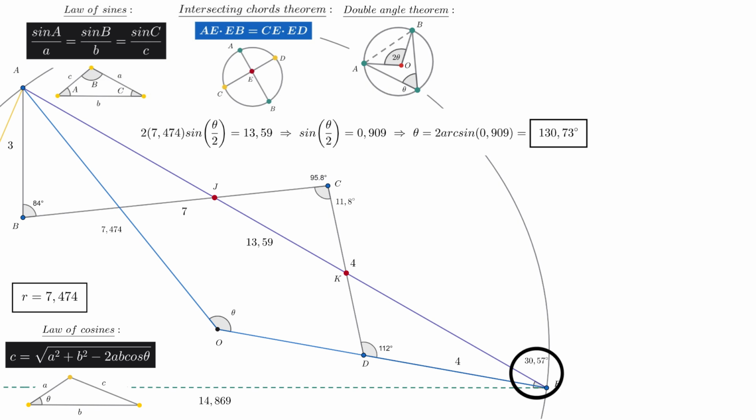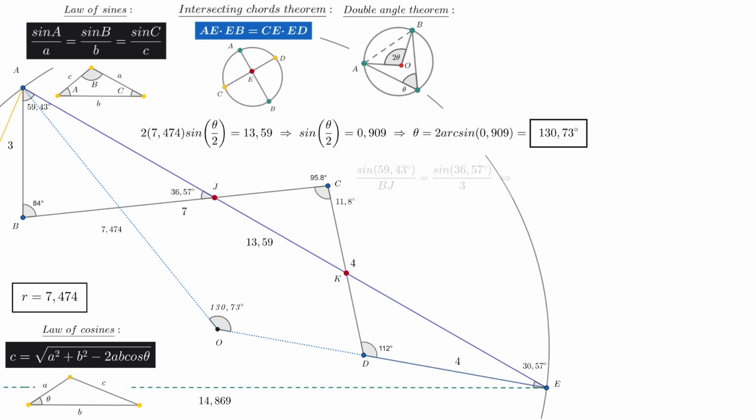Since this angle here is 30.57 and this one is 90 minus 30.57 equals 59.43, using the bigger triangle AEG, and since this angle here is 84 degrees, then the remaining angle is 180 minus 84 minus 59.43 equals 36.57 degrees. Now we use the law of sines again to find BJ and AJ.